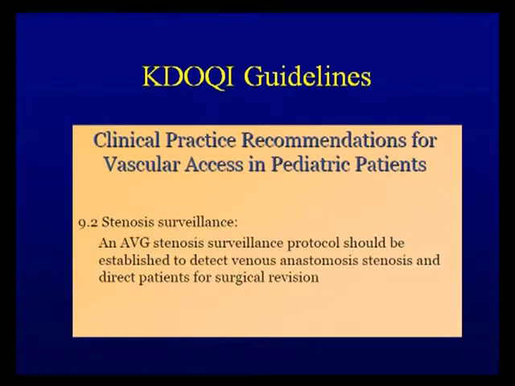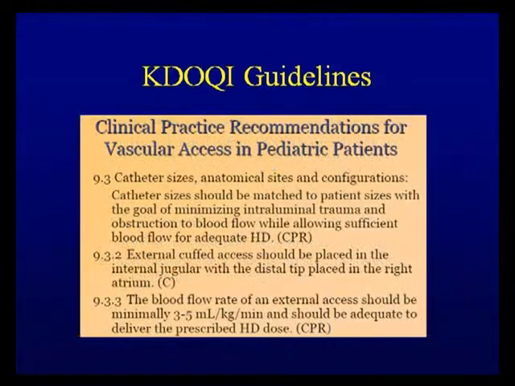After vascular access is in place, stenosis surveillance should be done, and an AVG stenosis surveillance protocol should be established to detect venous stenosis and direct patients for surgical revision, and the same holds true for the AV fistula. Catheter sizes should be matched to patient sizes with the goal of minimizing intraluminal trauma and obstruction to blood flow while allowing sufficient blood flow for adequate hemodialysis. The external cuffed access should be placed in the IJ with distal tip in the right atrium, and the blood flow rate in the external access should be at least 3 to 5 mL per kg per minute, which is just adequate to deliver your prescribed hemodialysis dose.